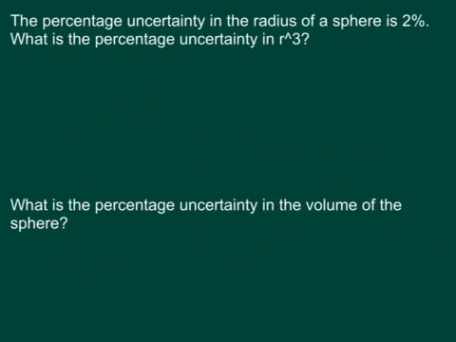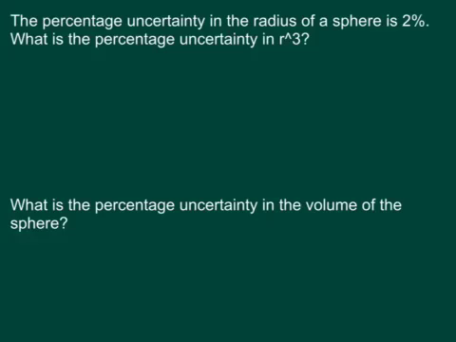Here's another problem involving percentage uncertainty and exponentiation. There are certain types of problems where they tell you something about the radius, and then they ask you something about the uncertainty in the volume or the surface area. And there's a trick with these. So here's the trick. I'm going to break the question into two parts. The first part is this. The percentage uncertainty in the radius of a sphere is 2%. What is the percentage uncertainty in the radius cubed?